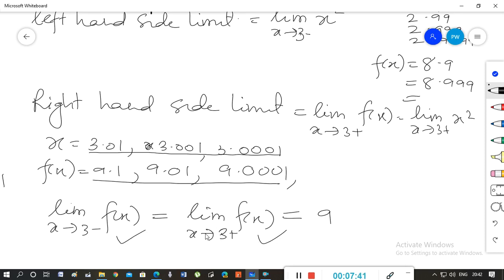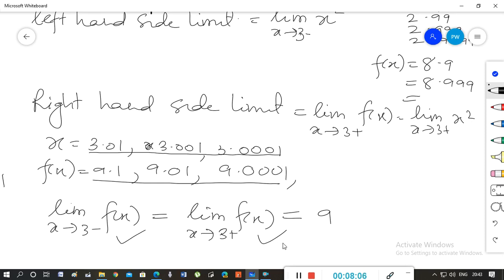If the two values of these one-sided limits are different, then we'll say the limit of a particular function does not exist. As simple as that. Now since it's just the beginning, I consider the simple example of a single valued function x square, and both the values of the limits are equal, so we are not much into trouble.